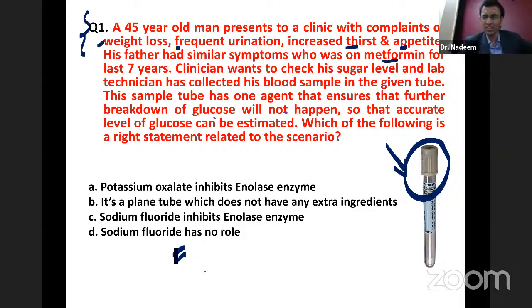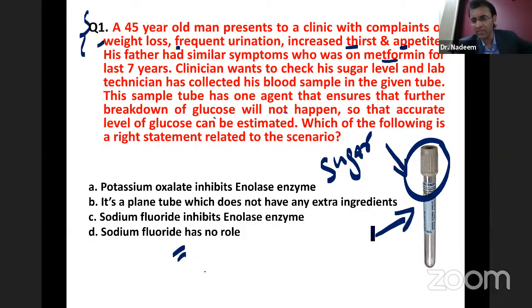When I see this gray tube, and if I have basic clinical exposure, when I have collected blood samples from so many of my patients and sent them for blood investigations, I remember that I used to use the gray color tube for sugar collection. But I do not remember what the constituent is which is added in the gray color tube, what kind of anticoagulant is added here, and what is the use of adding these compounds here.